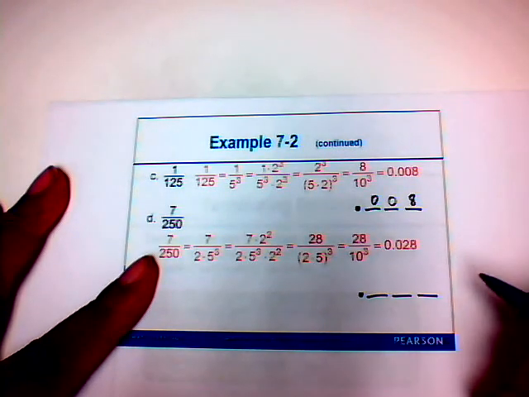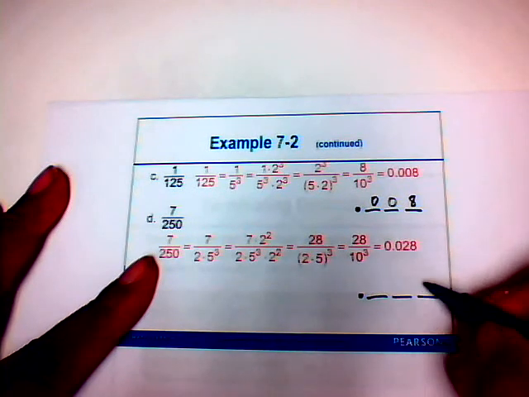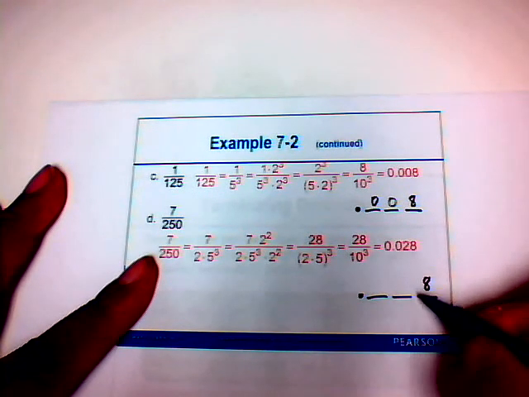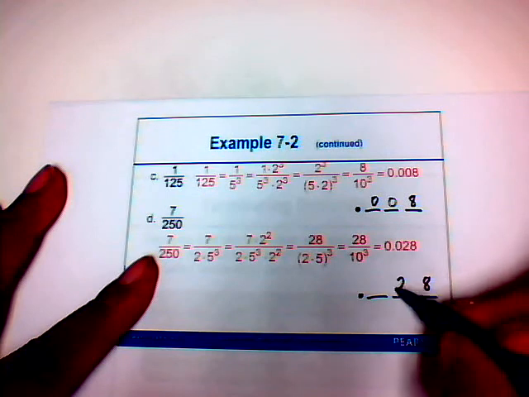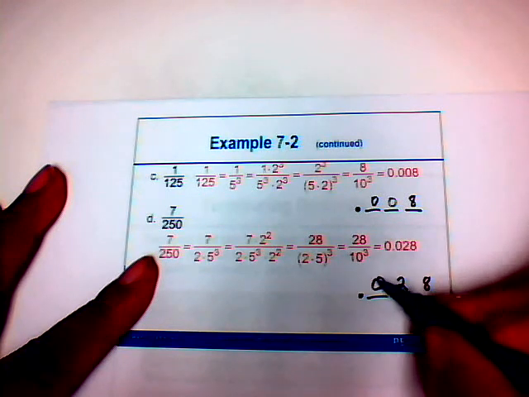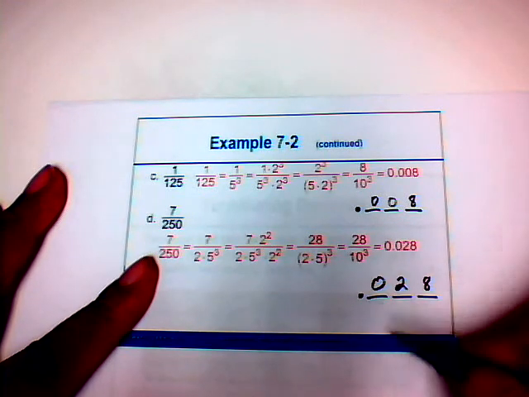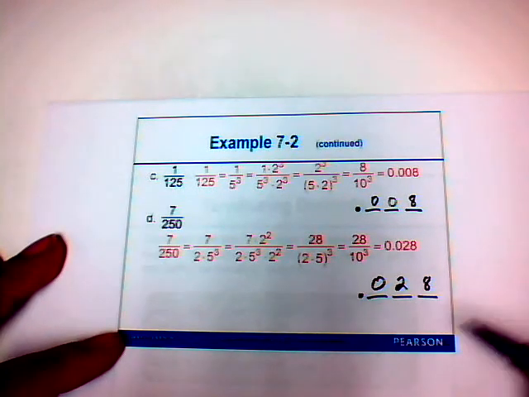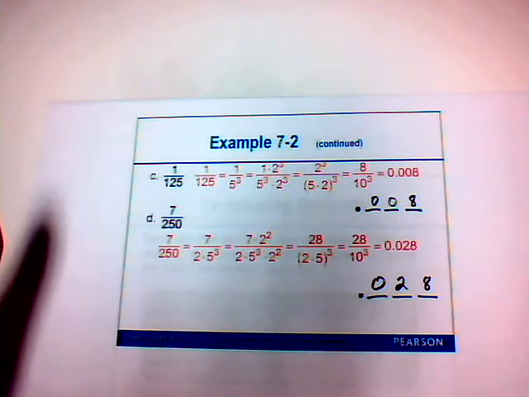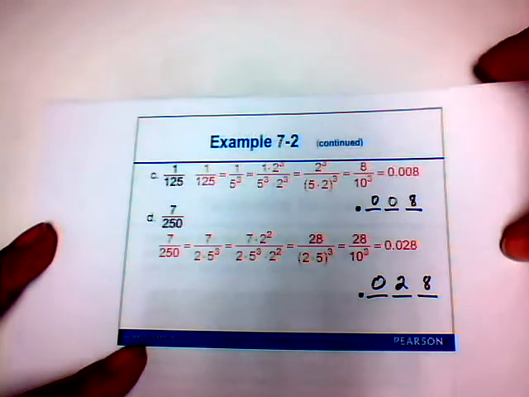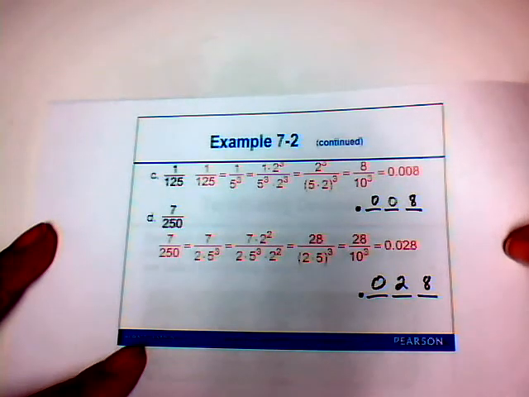But I need 3 decimal places for that. The 8 can go in the last place value position. The 2 would go in front of it, but I need to put a 0 there, right after the decimal point. So it'll be 0.028, which will give me the correct number for 28 thousandths.